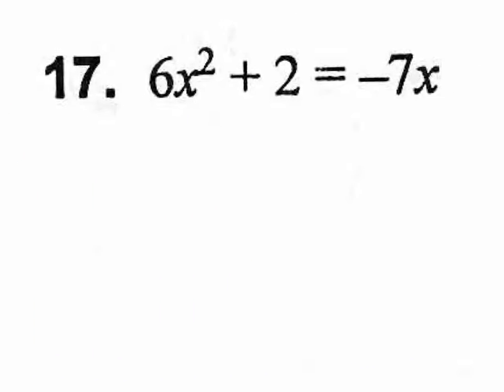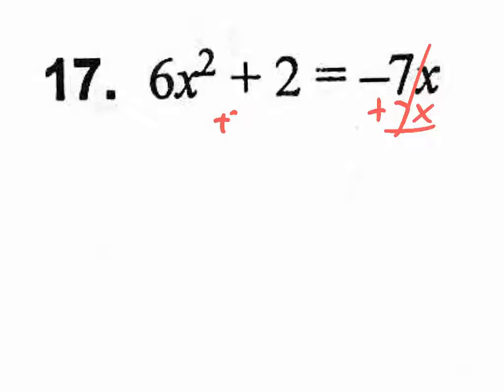17, this is not factored yet. And if you start thinking, I want to get x by itself on one side, the problem is you have two different types of x's. You have an x squared and you have an x, so you cannot get x by itself on one side. You have to set it equal to 0 by adding 7x. Now notice you can't add 7x either to the x squared or to the 2, so you're just going to rewrite it.